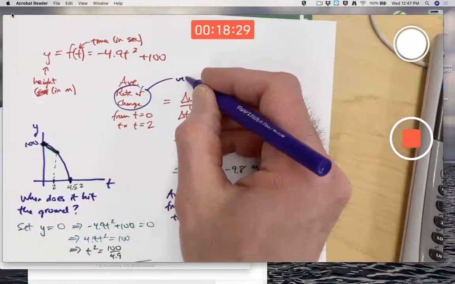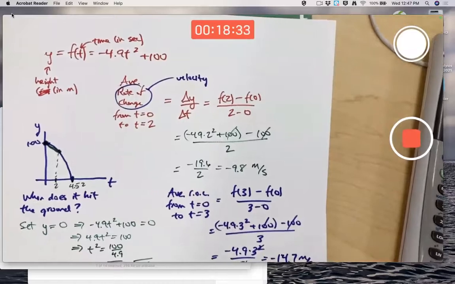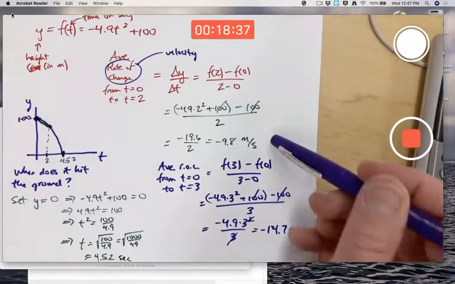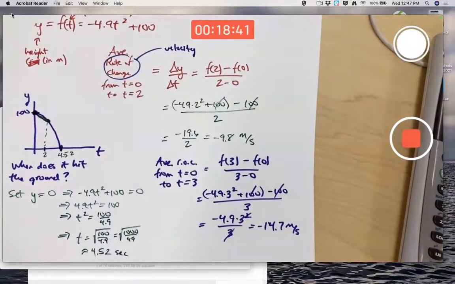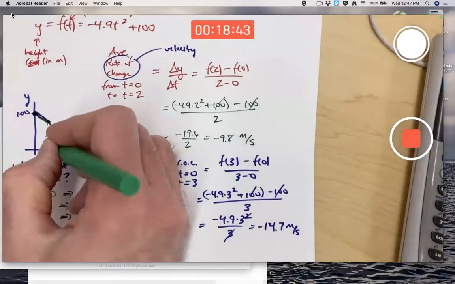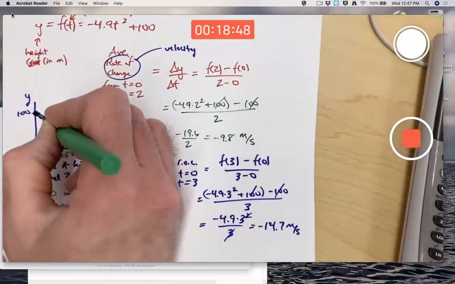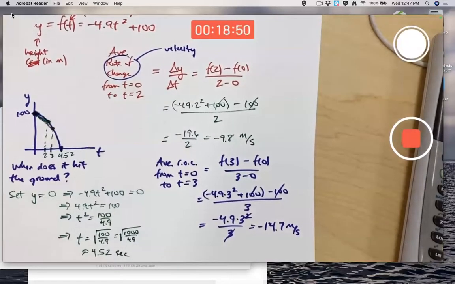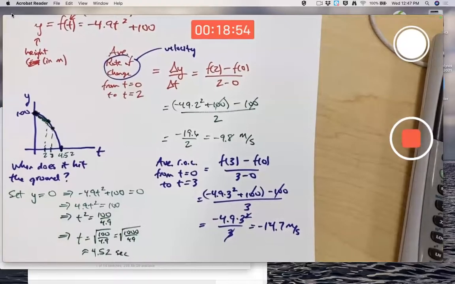These rates of change are velocities. Over the interval from 0 to 3, it's more negative than the other one was. The graph of the secant line is steeper. When I go up to t equals 3 and connect the dots, that's a steeper secant line. It's got a slope that is further away from 0. And since it's a negative slope, it's got to be a negative number further away from 0.